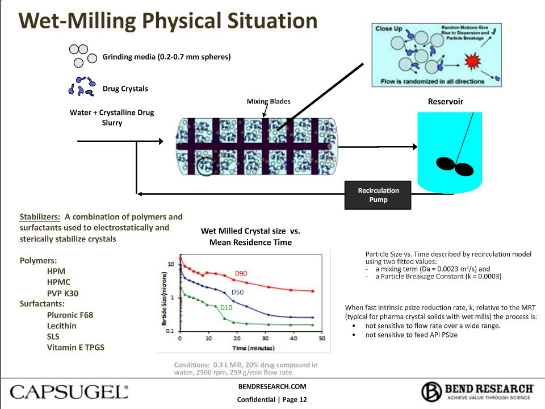The milling media can be ceramic beads such as yttria stabilized zirconia, or cross-linked polystyrene has also been used. Typically, the drug concentration is between a few percent and maybe 20 weight percent in the suspension. To stabilize the crystalline surface, it's common to use both an amphiphilic polymer in combination with a surfactant. And some examples of those stabilizers that have been used frequently are shown on the left part of this slide. Choice of stabilizer for a particular application tends to be fairly empirical at this point.